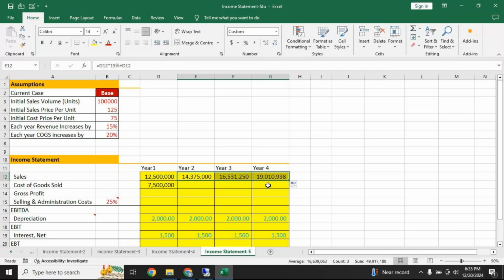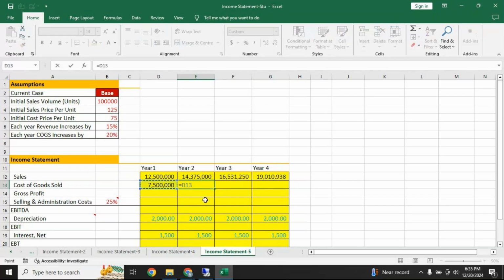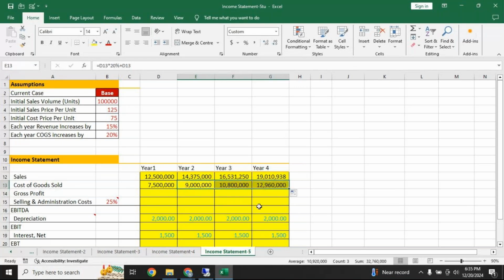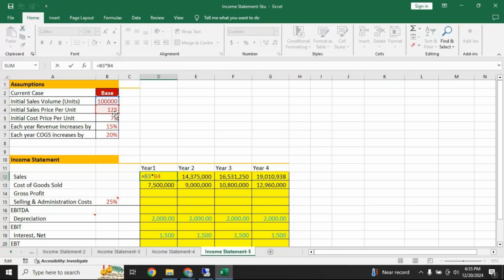Now this is done. For COGS they are telling it is increased by 20%. So I take the previous year value into 20% plus the previous year value, come here, and apply the fill handle. So how did I do it? First I took the units sold into the selling price. Then for COGS, I took units sold into the cost price.